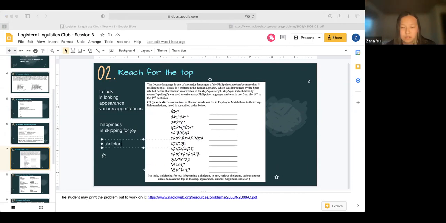Another thing is skeleton, various skeletons, and is becoming a skeleton. Okay, so that's another grouping. And then there's also summit and to reach the top. And then finally there's to buy, I think is the last one.